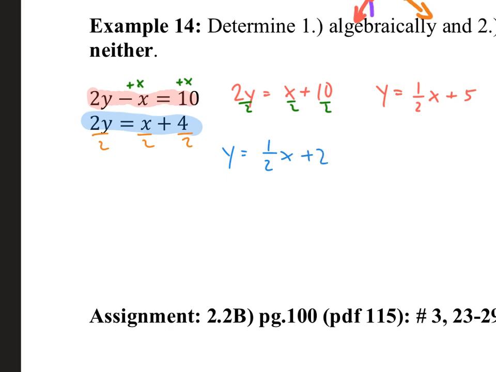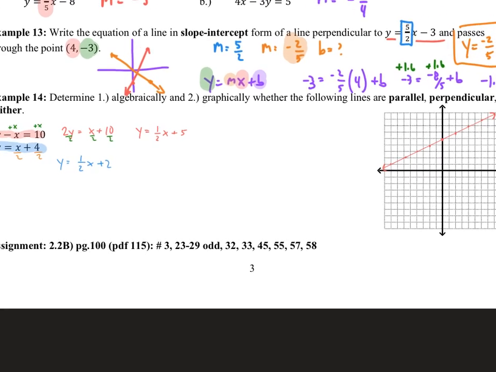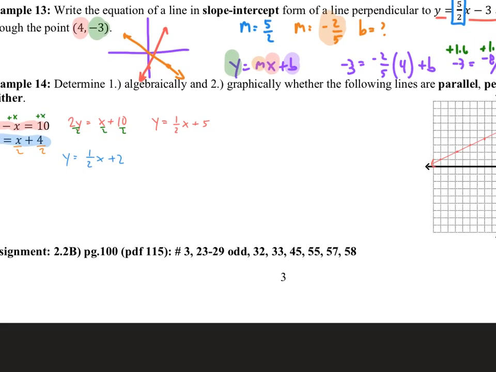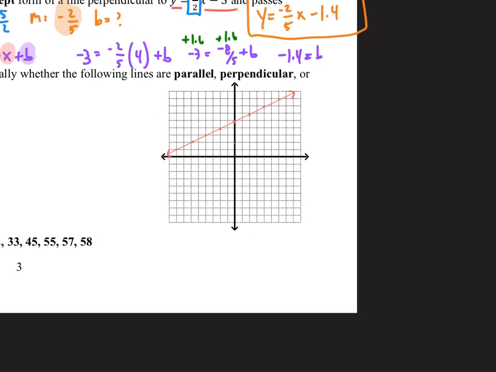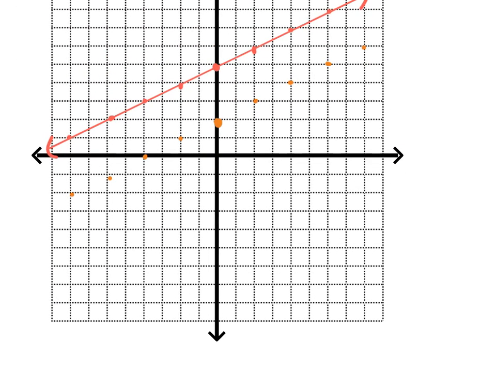So I have enough right now to determine algebraically if they're parallel, perpendicular, or neither, because look at their slopes. Their slopes are the same. So these lines should be parallel. Let me look at it graphically, 1/2 x plus 2. I have a y-intercept of 2, slope of 1 over 2, rise 1, run 2, fall 1, left 2. So we can see as we draw that line in there that it is parallel to the other one.